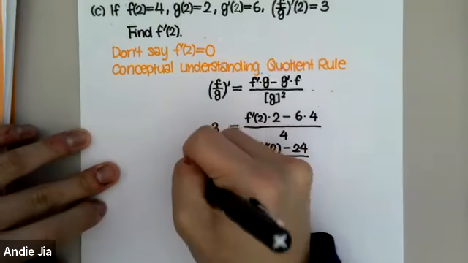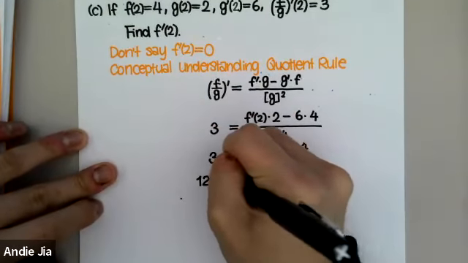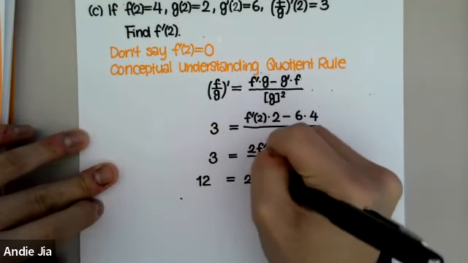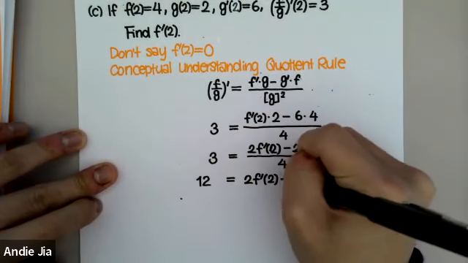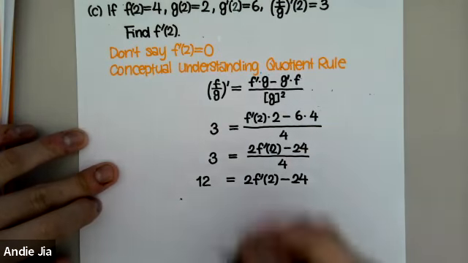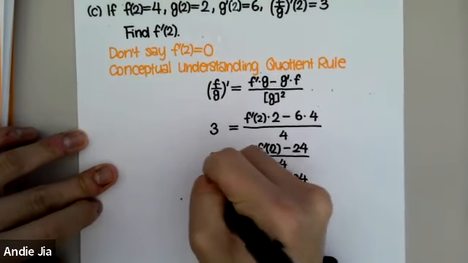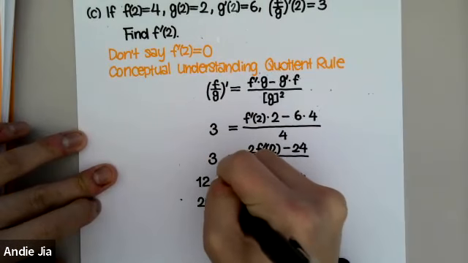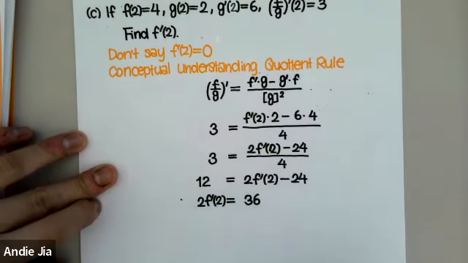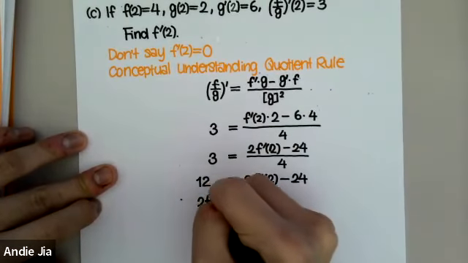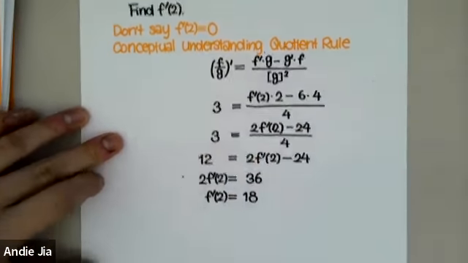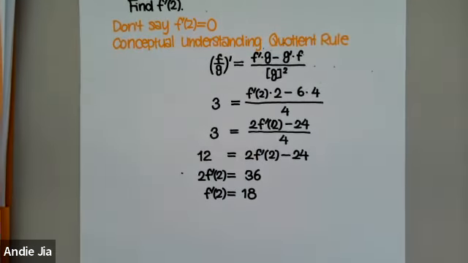And then we cross multiply: 12 equals 2 f prime of 2 minus 24, so 2 f prime of 2 is 36. F prime of 2 is 18. That is what we want from the quotient rule.